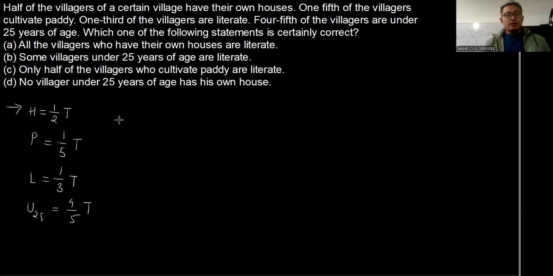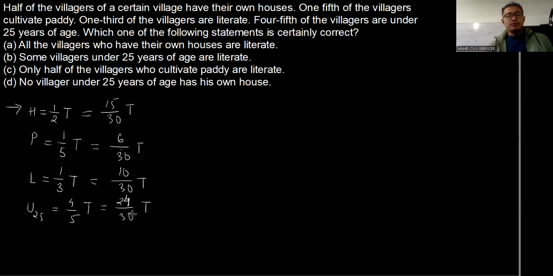Okay. So let's put it in terms of fractions. Let the total be 30, since the LCM of 5, 3 and 2 is 30. Half is 15 out of 30, 1/5 is 6 out of 30, 1/3 is 10 out of 30, and 4/5 is 24 out of 30. Now, all the villagers who have their own houses are literate.